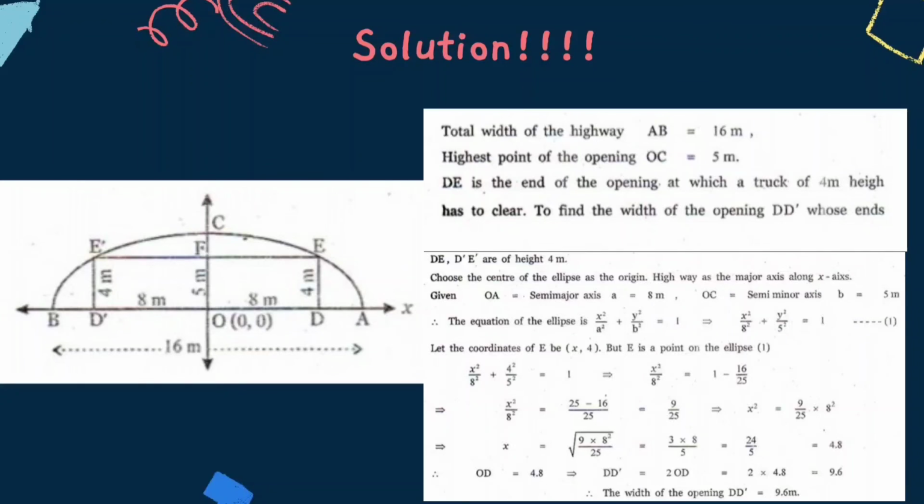And we got x equals 4.8 meter. So we can conclude that OD equals 4.8. So D prime is 2 times OD. So we can equate that to 2 times 4.8 meter. And we got D prime equals 9.6 meter. So we can see that the width of the opening is 9.6 meter, as D prime represents the width of the opening of the mountain tunnel. So that is the calculation and the answer for the question.